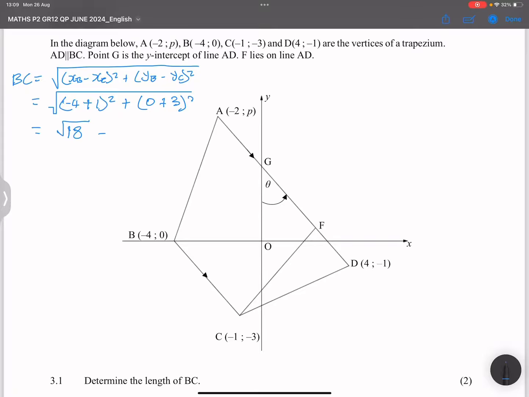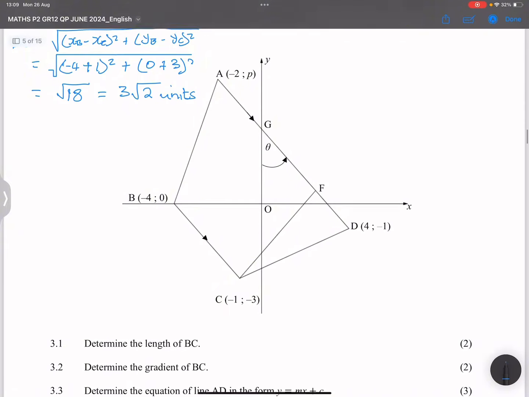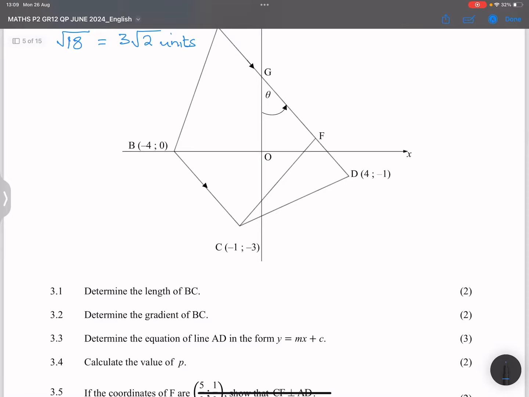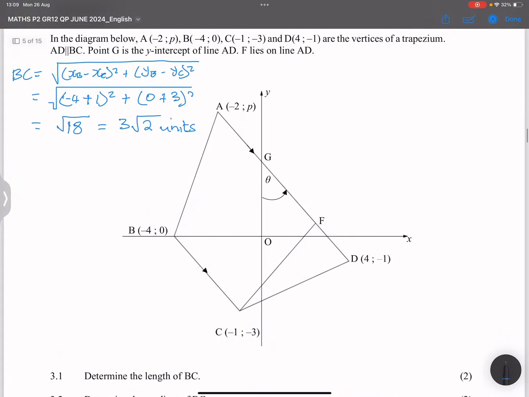Otherwise, you can say that, remember that square root of 18, 18 is 2 times 9, and square root of 9 is 3, right? So this would be 3√2 units. All right, so that's the value of BC. Let's go for it. They say determine the gradient of BC. So we're looking for the gradient now.